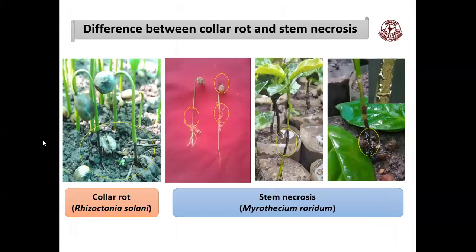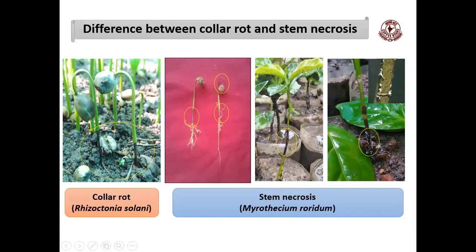And here we can see clearly the difference between collar rot disease and stem necrosis disease. In collar rot only the collar portion of the stem is infected, whereas in Myrothecium roridum, see here, two spots are there. Two necrotic lesions are there on the stem. Here in the elder seedling, the middle portion of the stem is infected, and in the other seedling, the lower collar portion of the stem is infected.